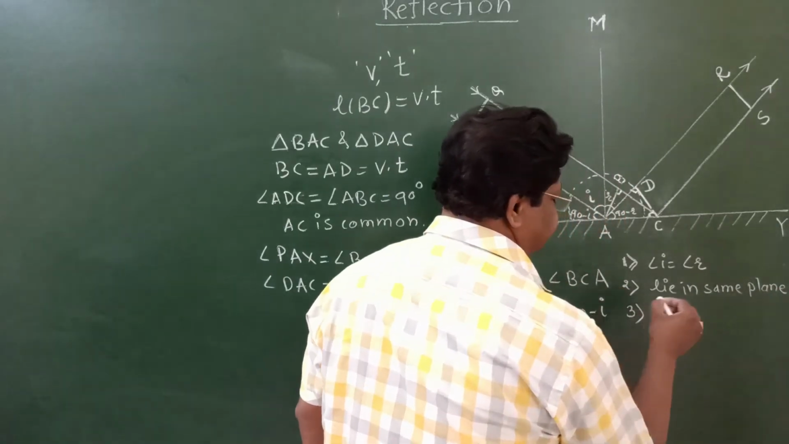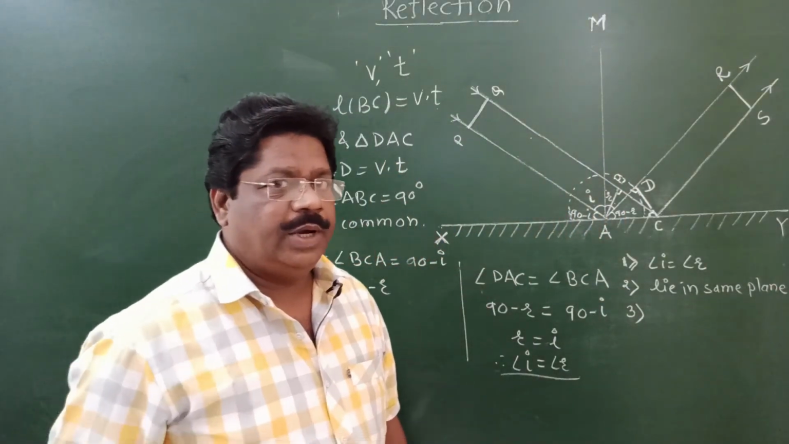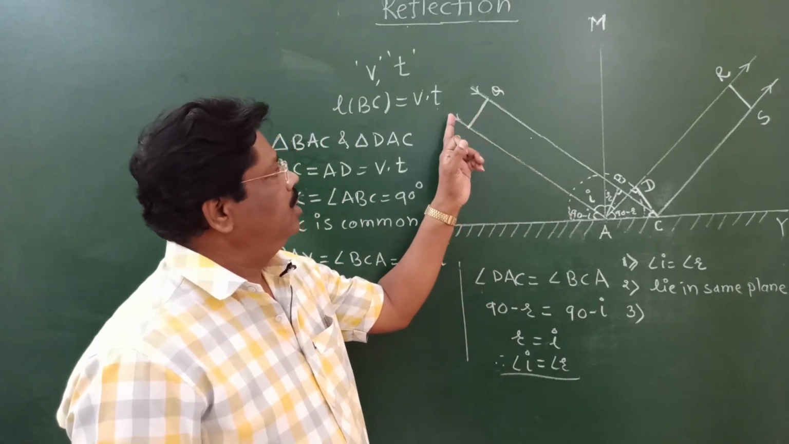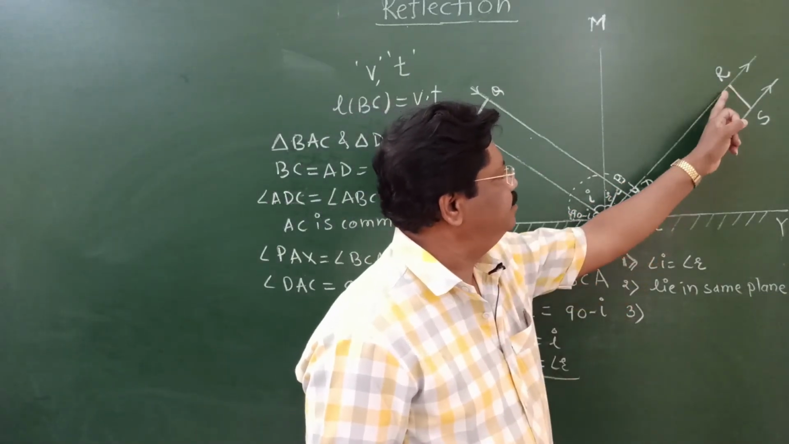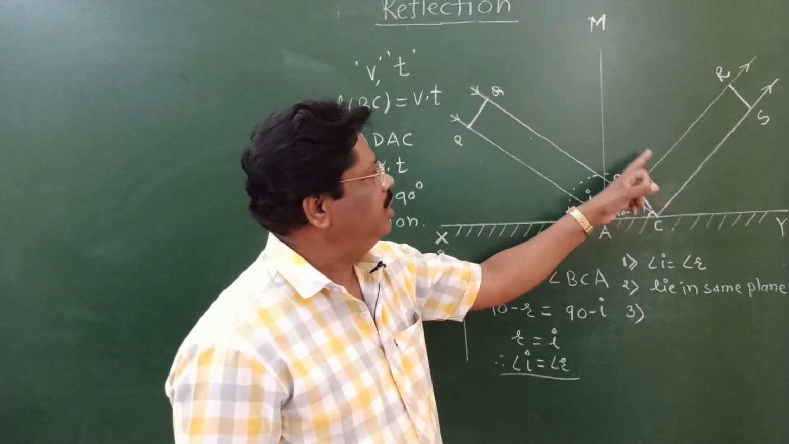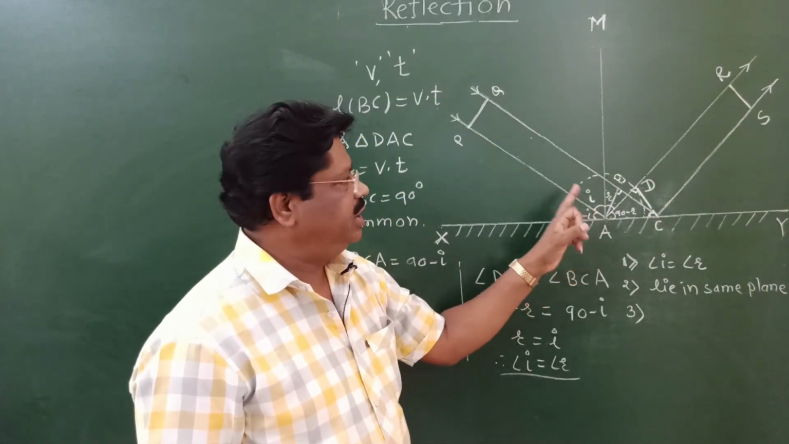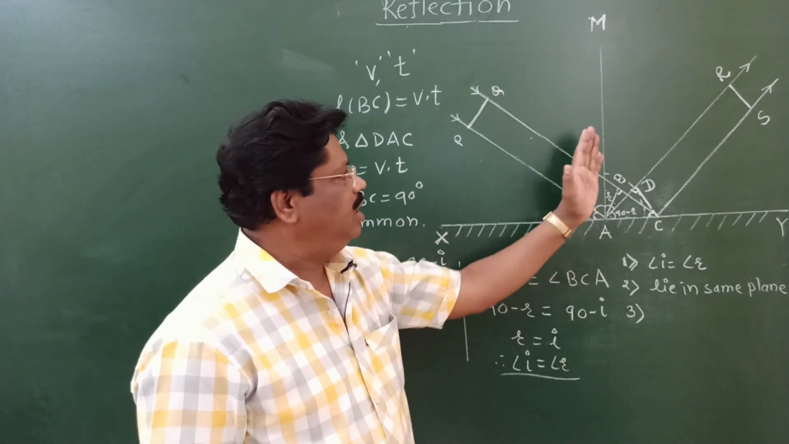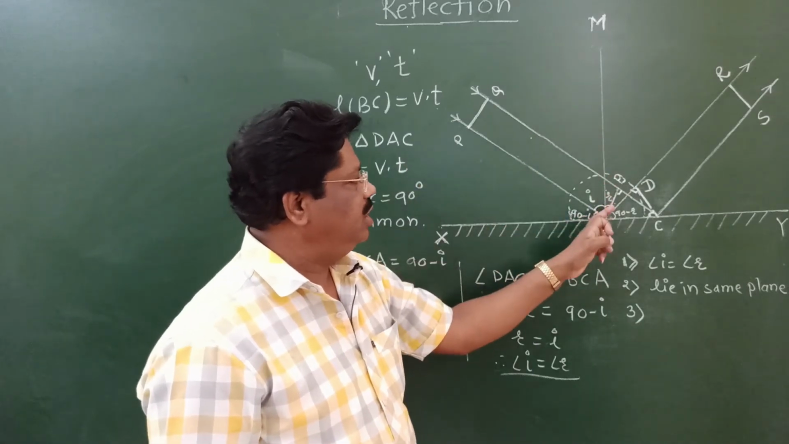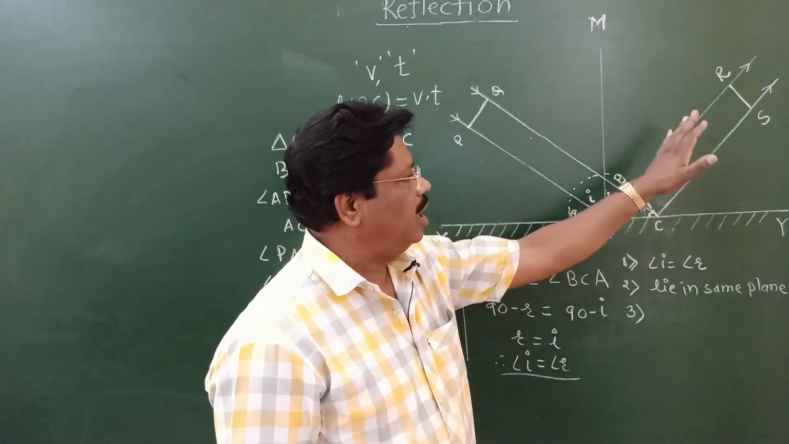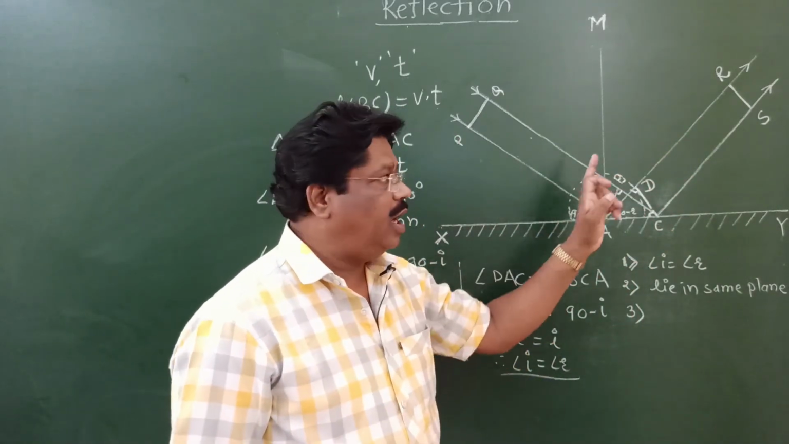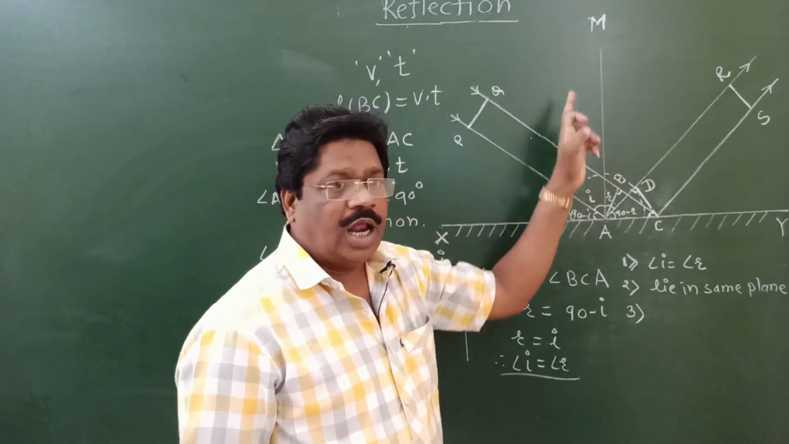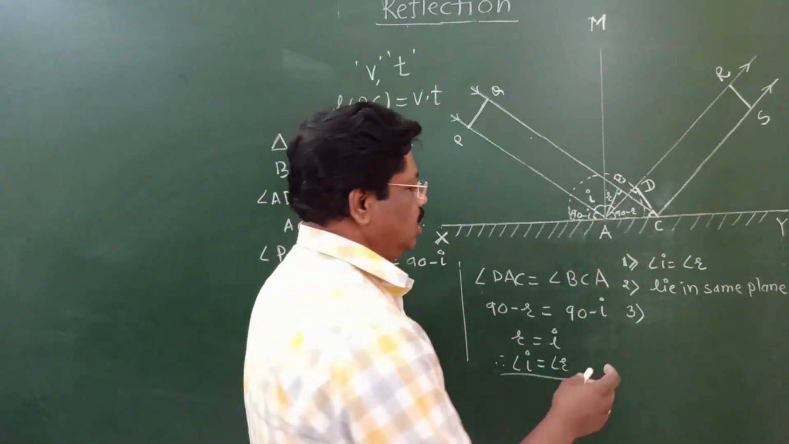And the third law of reflection: the incident ray and reflected ray both lie on opposite sides of the normal. That means if the incident ray lies to the left of the normal, then the reflected ray lies on the right side of the normal.